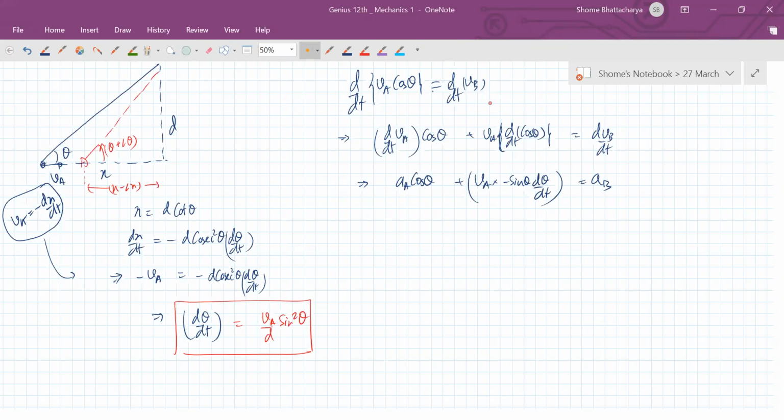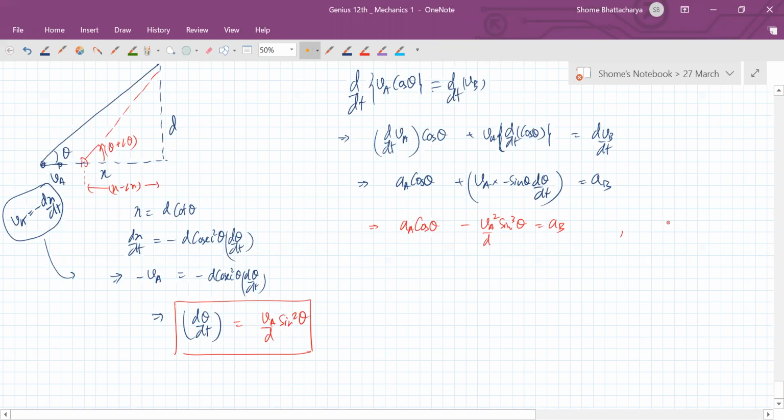Okay, very good. So that's what we substitute here. Acceleration of A cos theta minus VA square sin cube theta by D will become acceleration of B. So this is what we'll have to substitute now.